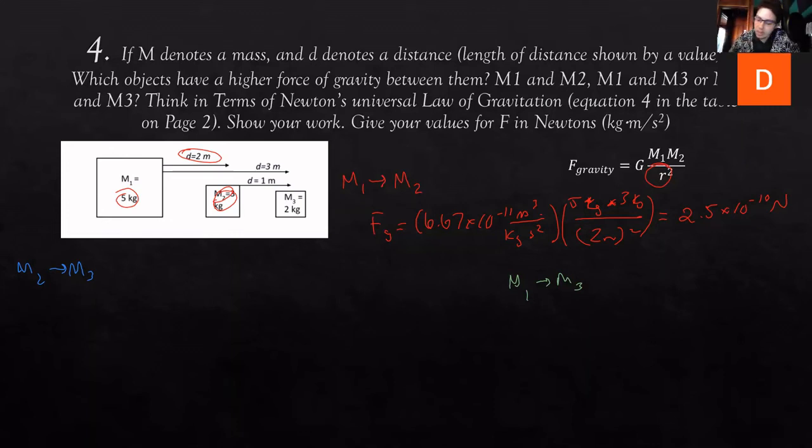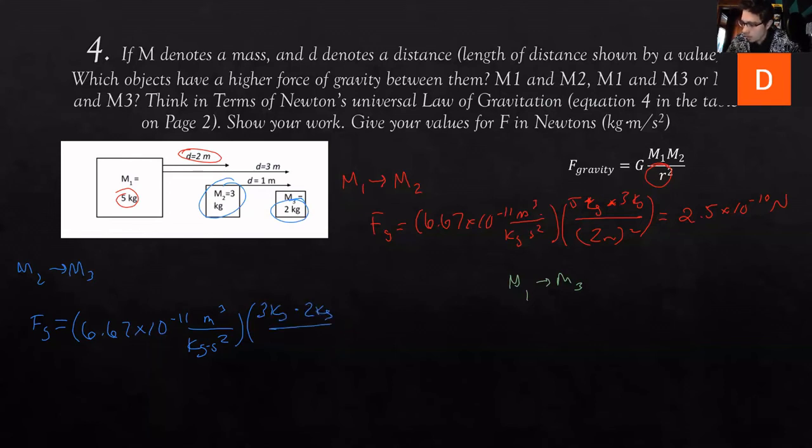All right, next, mass 2 to mass 3. Same equation, same setup. Gravitational constant, 6.67 times 10 to the negative 11th meters cubed per kilogram second squared, times, in this case, we're starting out with 3 kilograms. And our other one is 2 kilograms. And we divide that by the distance between them, which is 1 meter squared. And this one comes out to be 4 times 10 to the negative 10th newtons.